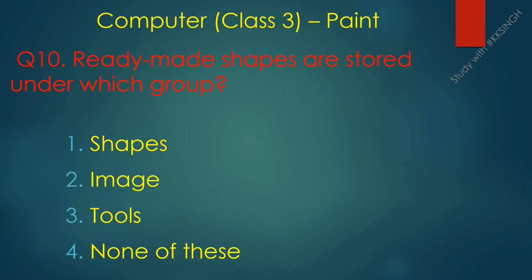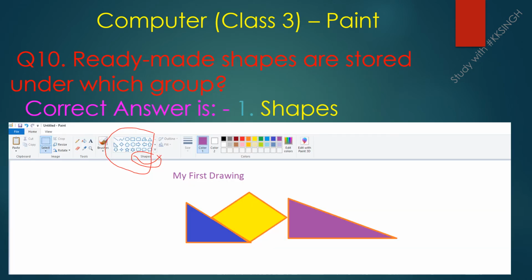Ready-made shapes are stored under which group? Shapes, image, tools, none of them. Shapes. Ready-made shapes are stored in the shapes group.